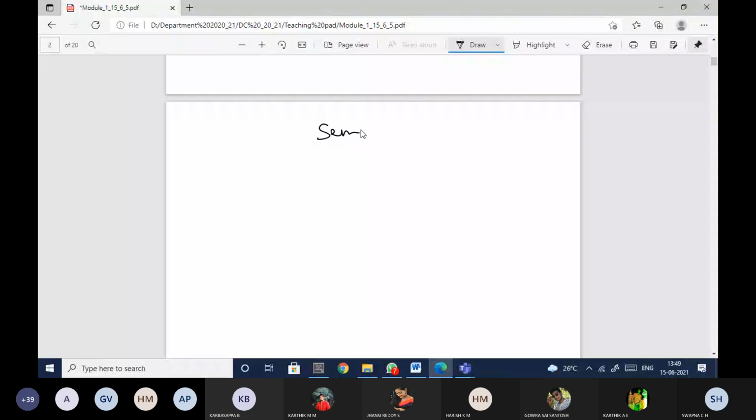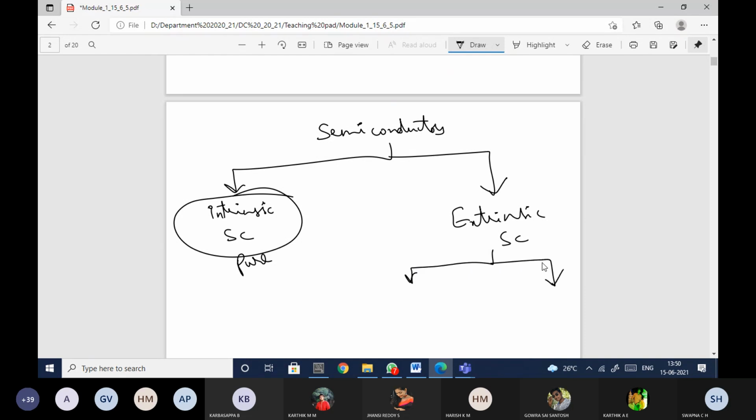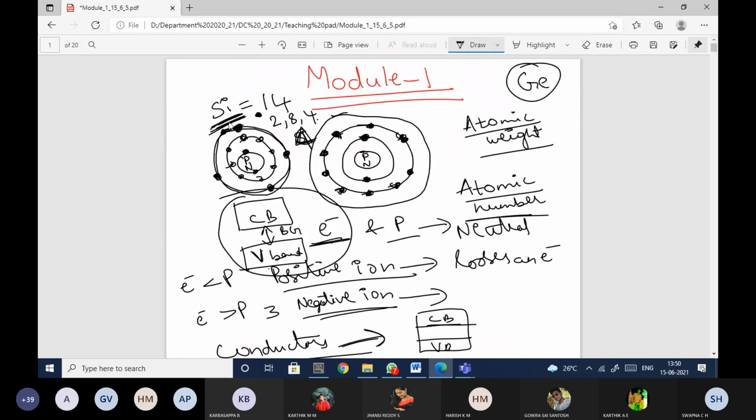So I mean to say that semiconductors are classified into two types: intrinsic semiconductors, and the other one is extrinsic semiconductors. Intrinsic semiconductors are nothing but the pure semiconductors which are forming covalent bonds. I'm not interested in intrinsic semiconductors much. Coming to the extrinsic semiconductors, I'll be doping additional atoms into the silicon atoms, so that it will form two types of materials.